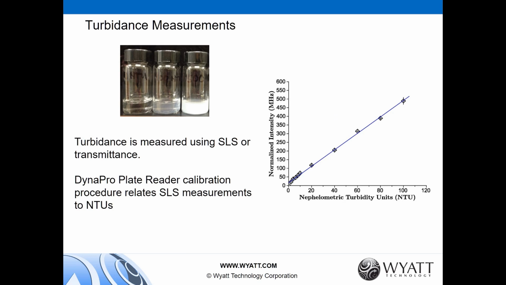We can also use the DynaPro to measure turbidance. And so typically turbidance is measured using either static light scattering or transmittance. There is a procedure that we offer for calibrating the plate reader in order to relate its static light scattering measurements to nephelometric turbidity units, which are the standard units of turbidance. And so just another way that you can characterize your samples at different stages. You might use this to assess precipitation or solubility or other properties, opalescence. They are all well characterized using turbidance.